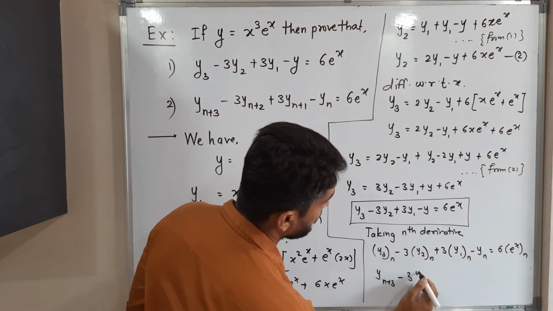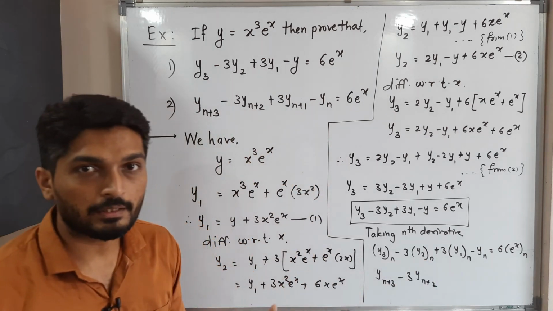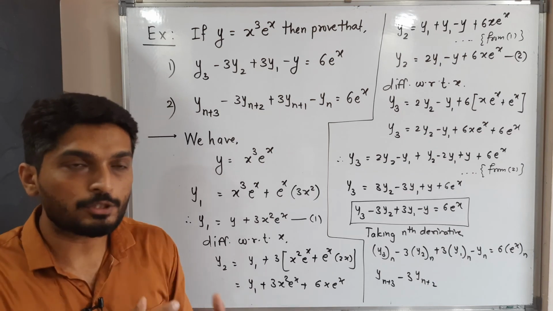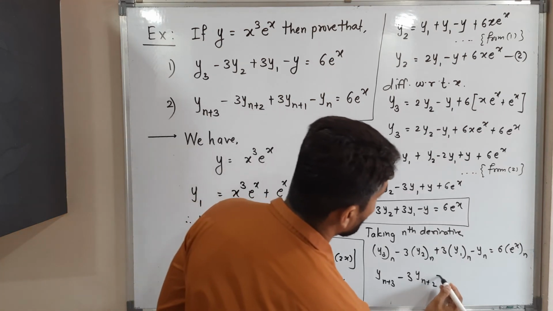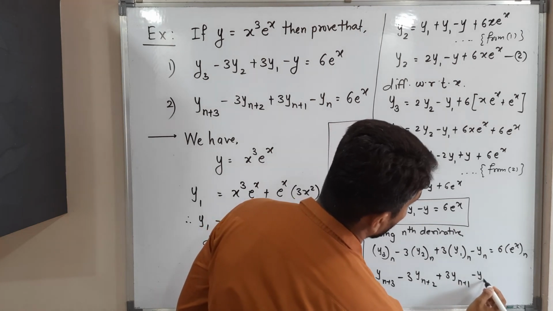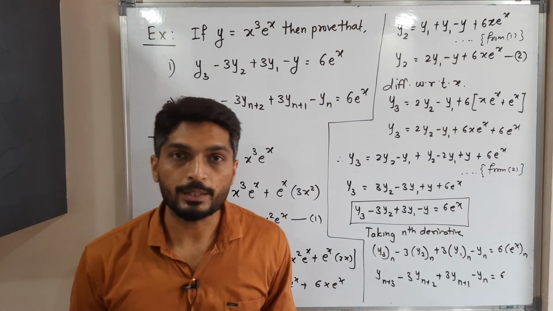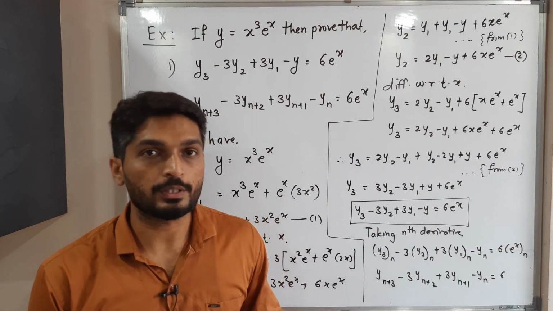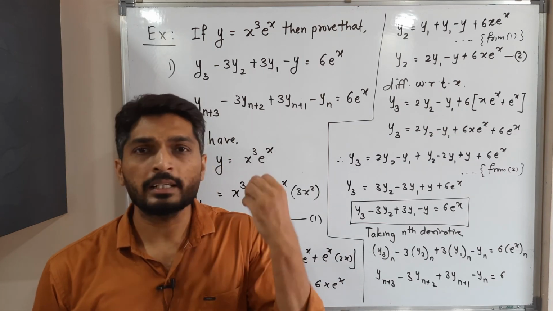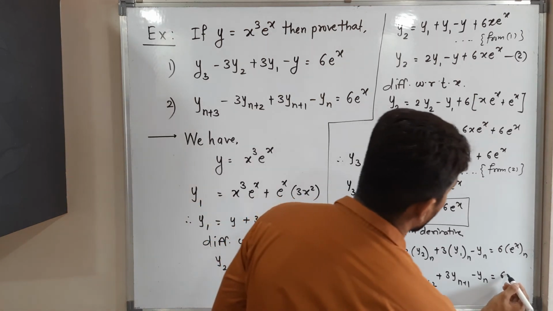Minus 3, what I should write here? y, n plus 2. Already two derivatives we have taken, and again we are taking nth derivative. So addition is n plus 2 plus 3. Here I am supposed to write y n plus 1 minus y n, equals 6 e raised to x. You know that derivative of e raised to x is e raised to x. Second derivative e raised to x, third derivative. If you take any times derivative of e raised to x, you will have the same e raised to x. So that's why I am writing e raised to x.